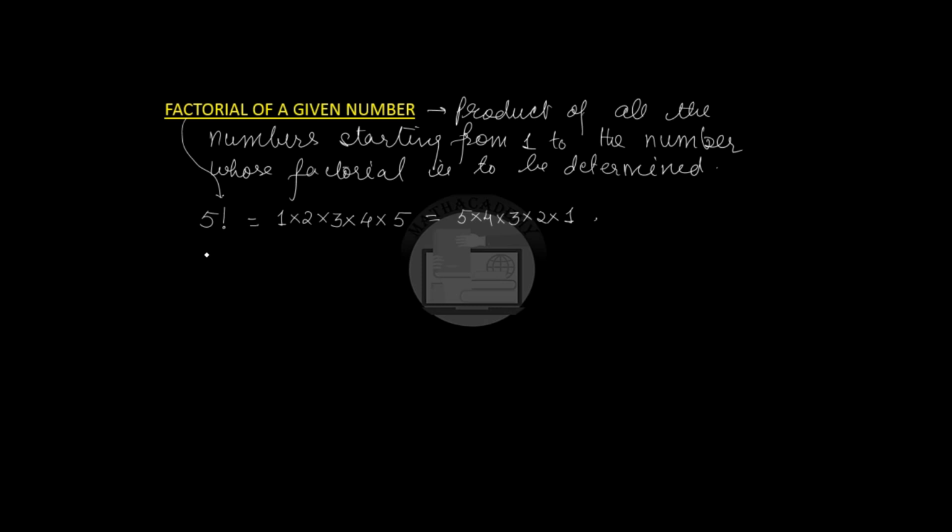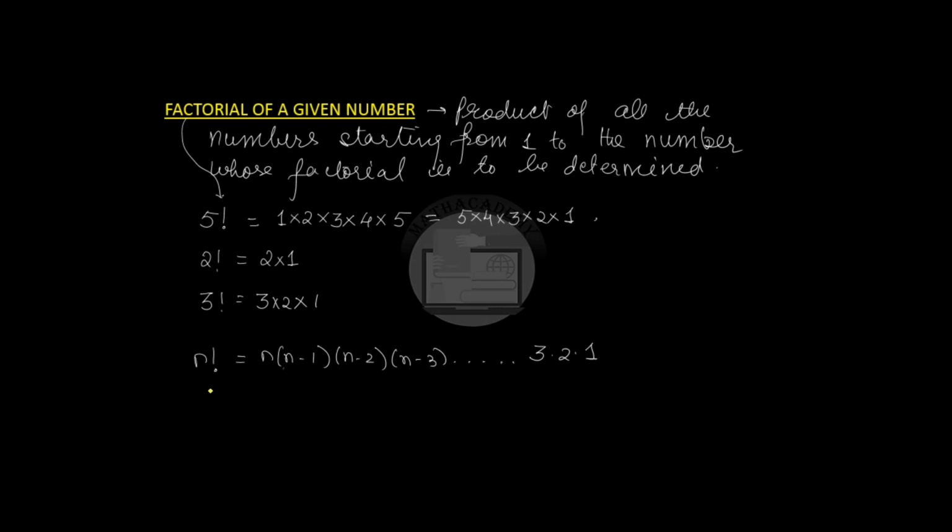Similarly, factorial 2 will be 2 times 1. Factorial 3 will be 3 times 2 times 1. And similarly, we can write factorial n as n times n minus 1, and so on, with n reducing by 1 each time, till we reach 1. I hope the definition of factorial of a number is clear to everyone.